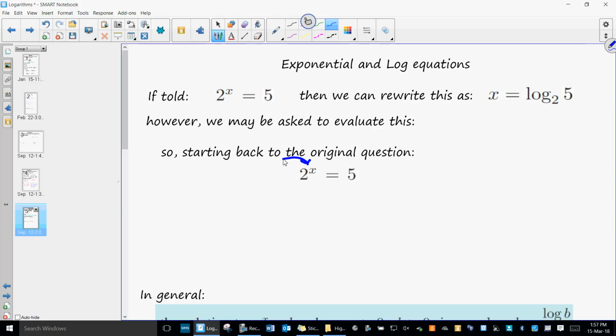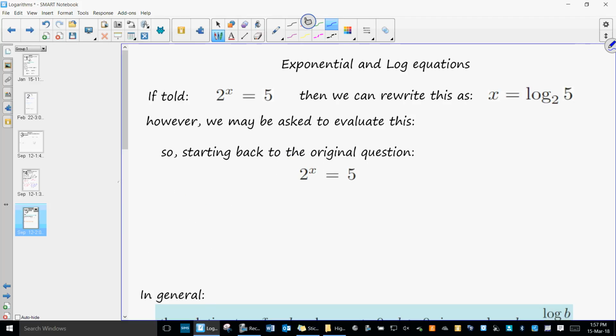Now, obviously, if this said 2 to the x equals 4, what would my value of x be? 2. If this said 2 to the x equals 8, what would my value of x be? 3. Because 2 to the power of 3 is 8. Okay? But when it says 2 to the power of x equals 5, we don't know. We know it's somewhere between 2 and 3, but we don't know the actual value. So learning laws of logs enables us to solve that.